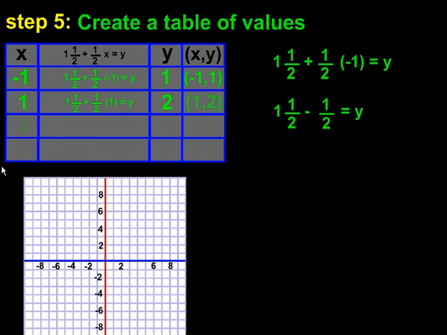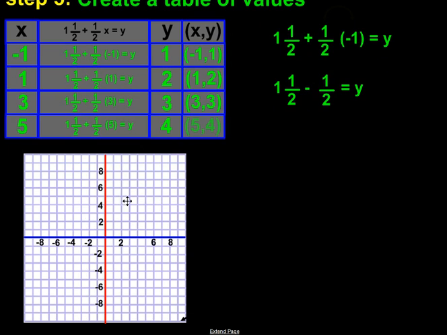I'm going to choose 3 for my next number. Again, I plug that 3 into the formula, solve it out, and I get 3. So my next coordinate is 3, 3. 3 on the x-axis, 3 on the y-axis. My last number I choose is 5. I plug that into the formula, and when I work it out, I get 4 as an answer. And so my x and y coordinates are 5 and 4.